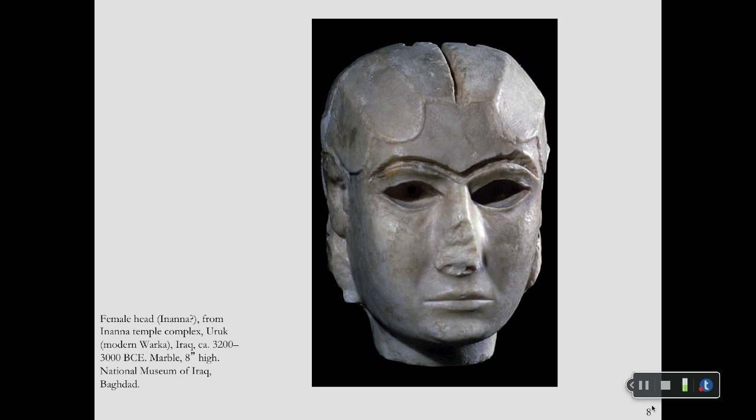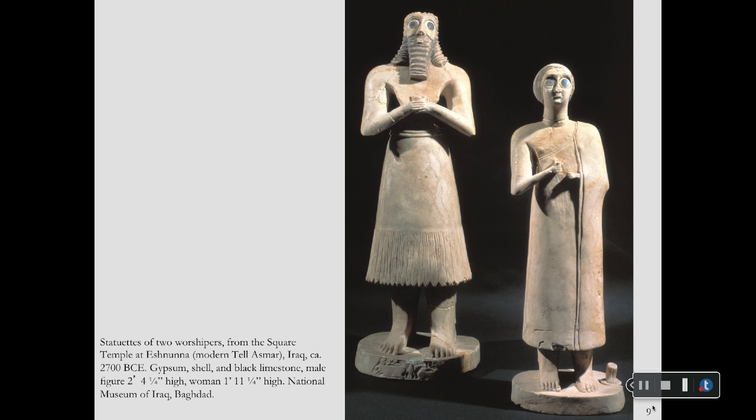This marble head is possibly Inanna, the goddess of love and war. These figures were made to represent the individual constantly worshiping his or her god. Sumerian sculptures used simple shapes such as cones and cylinders for construction. Notice the large staring eyes.